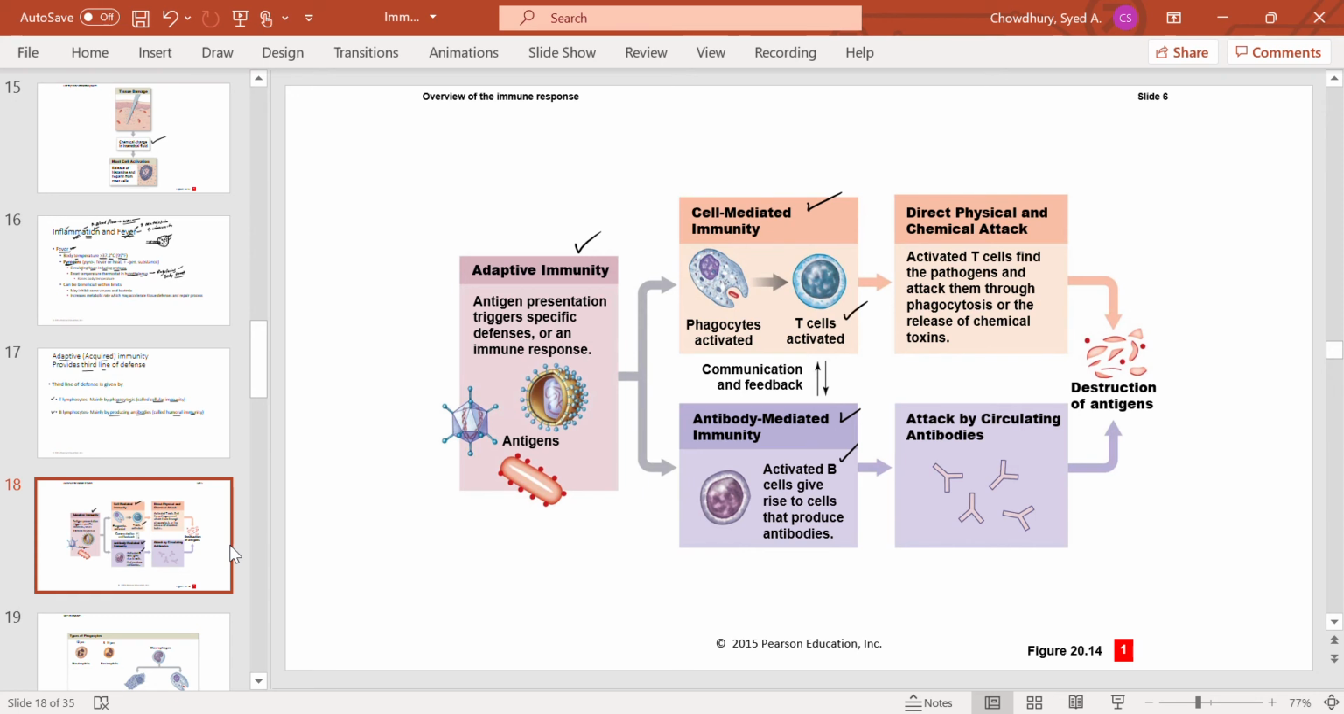Okay, and T cells directly get attached to the antigens and usually destroy them, but can also release chemicals that destroy them. So either by direct physical attachment or by releasing chemicals, T cells. And B cells work by producing antibodies. So B cell mediated immunity is also called humoral, right? Because of the secretion of antibody, humoral. Okay.